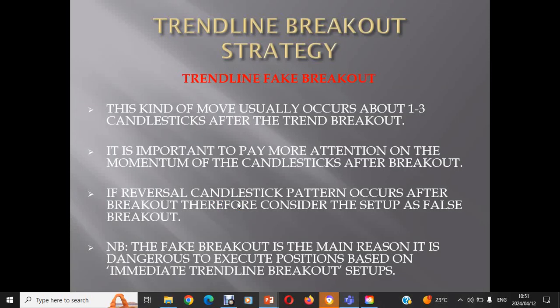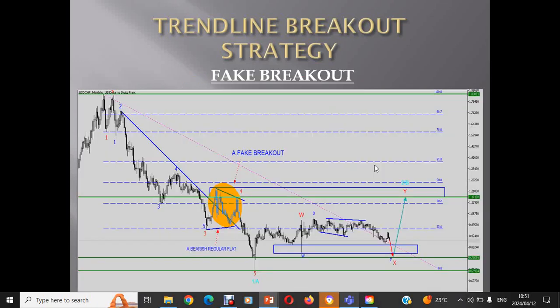Okay, and then the second point, it is important to pay more attention to the momentum of the candlestick after the breakout. So when the market is forming a breakout in a trend line breakout strategy, the first thing that we need to focus on is the momentum of the market, or the momentum of the candlestick. The market must show us the strong candlestick. So for instance here, since the market is breaking the bearish trend line, we are expecting the market to give us a strong candlestick after the breakout.